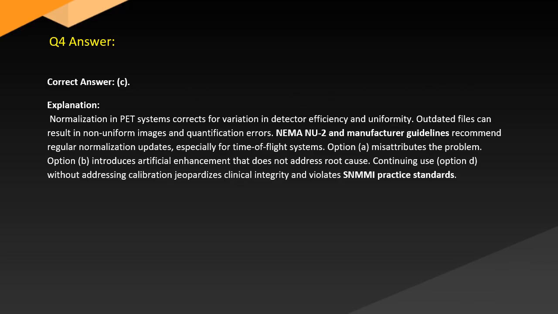Answer. Correct answer, C. Explanation. Normalization in PET systems corrects for variation in detector efficiency and uniformity. Outdated files can result in non-uniform images and quantification errors. NEMA NU-2 and manufacturer guidelines recommend regular normalization updates, especially for time-of-flight systems. Option A misattributes the problem. Option B introduces artificial enhancement that does not address the root cause. Continuing use, option D, without addressing calibration jeopardizes clinical integrity and violates SNMMI practice standards.